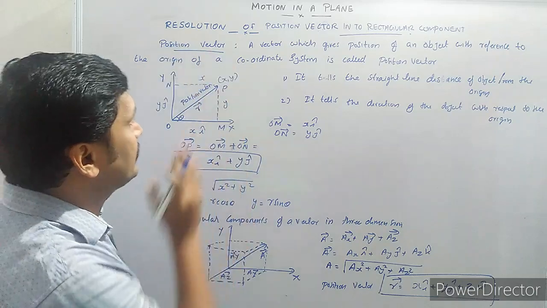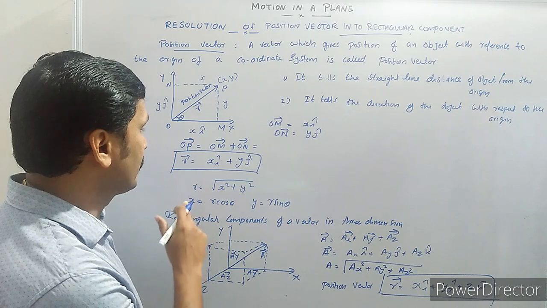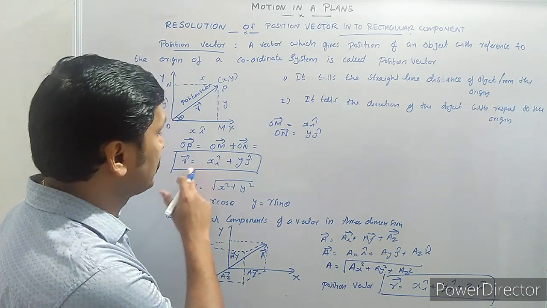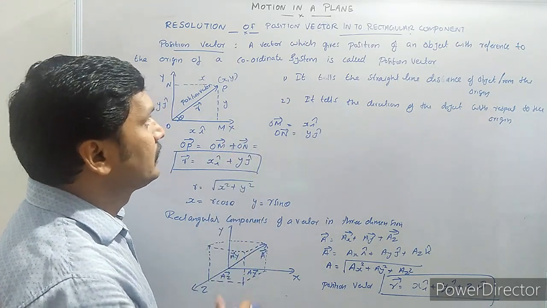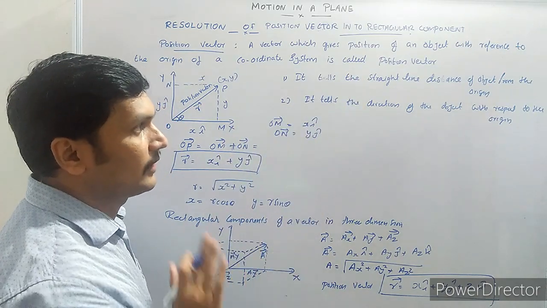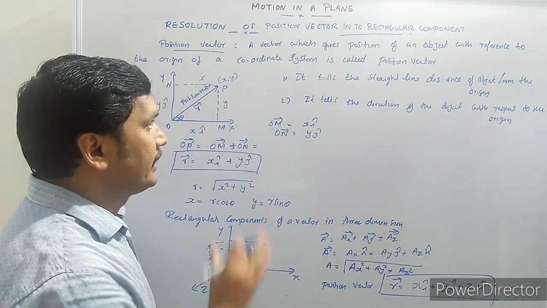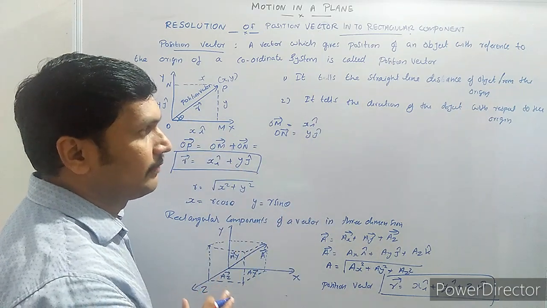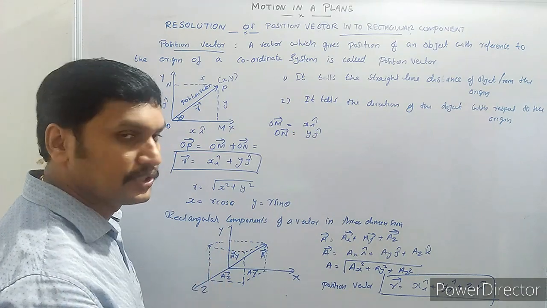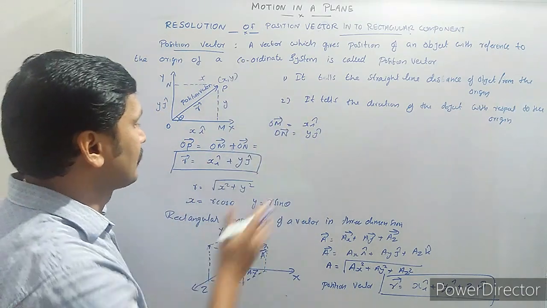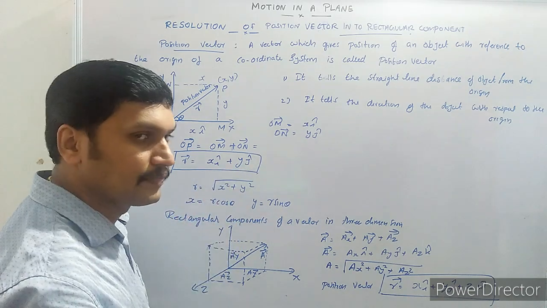So this position vector is resolved into rectangular components xi and yj. So we can write the position vector r is equal to xi plus yj. Now the position vector is a vector which gives the position of an object with reference to the origin of the coordinate system, and it tells the straight line distance of the object from the origin, and it tells the direction of the object with respect to the origin. And by using the rectangular components, we can write the position vector r is equal to xi plus yj.